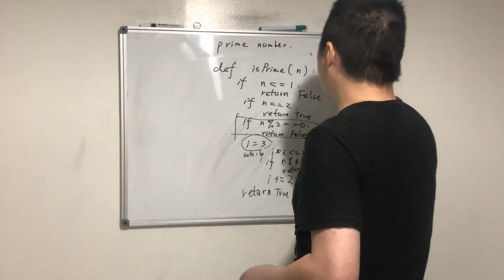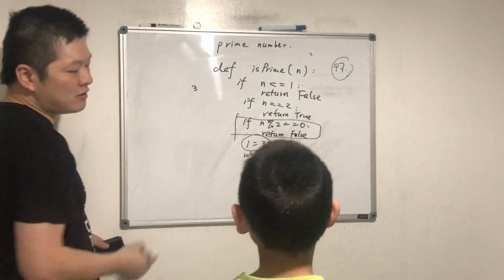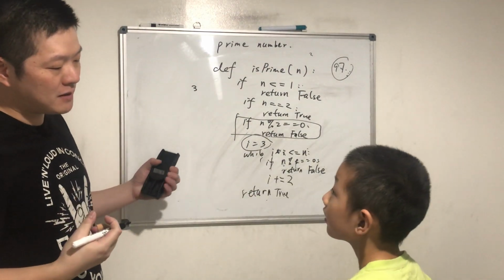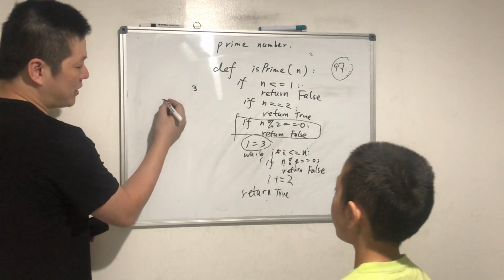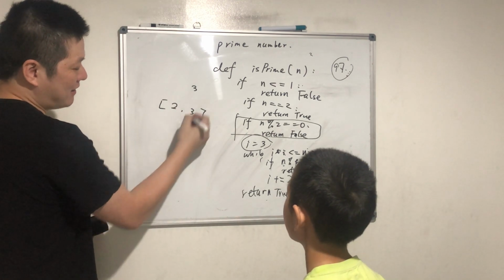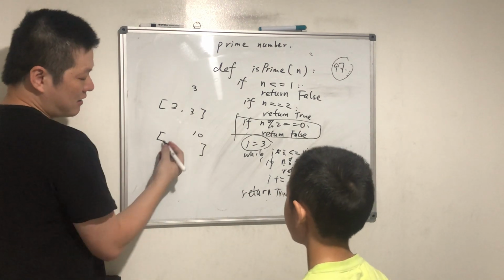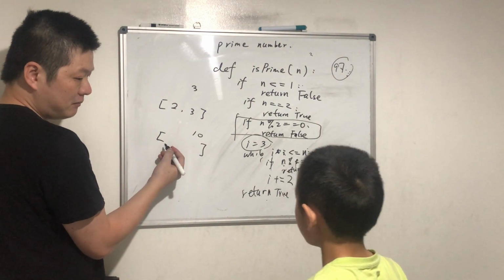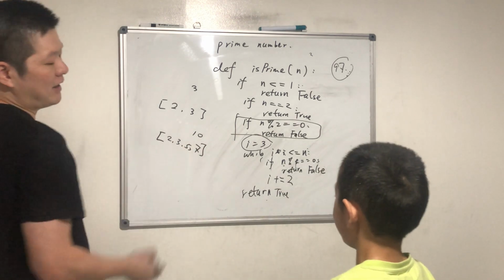Okay. How about if I tell you a number? Okay, look. If I tell you a number 3 and you need to give me the list of prime numbers that are no bigger than 3. So 3, you give me a list. 2 and 3, right? And 10. What are the prime numbers under 10? 2, 3, 5, 7. Well done, that's it.